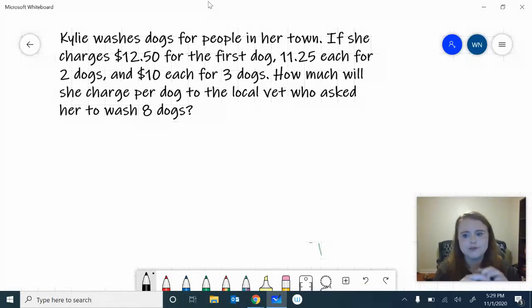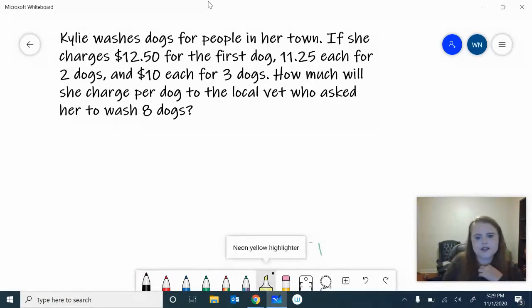It's a long one. So ready? Kylie washes dogs for people in her town. If she charges $12.50 for the first dog, $11.25 each for 2 dogs, and $10 each for 3 dogs, how much will she charge per dog to the local vet who asked her to wash 8 dogs? So in this one, I want you to notice a few things. I'm going to highlight some things.